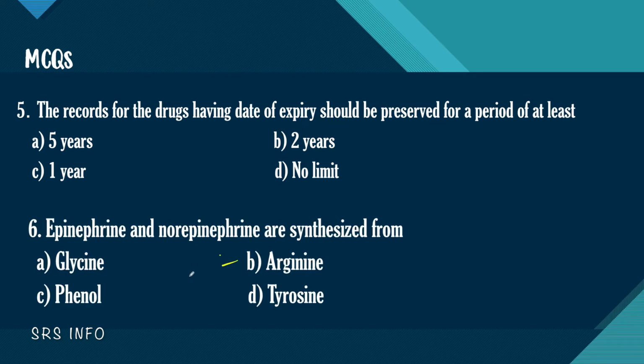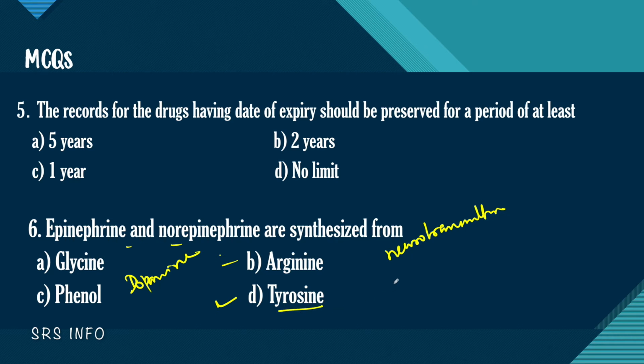The sixth question: epinephrine and norepinephrine are synthesized from what? Epinephrine and norepinephrine are neurotransmitters. We already know that epinephrine, norepinephrine, and dopamine are all neurotransmitters. These are synthesized from the non-essential amino acid tyrosine. So the answer is option D, tyrosine.